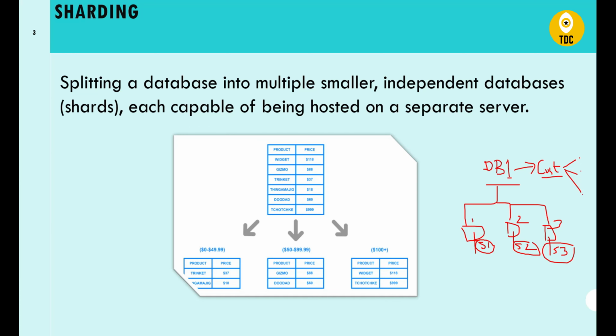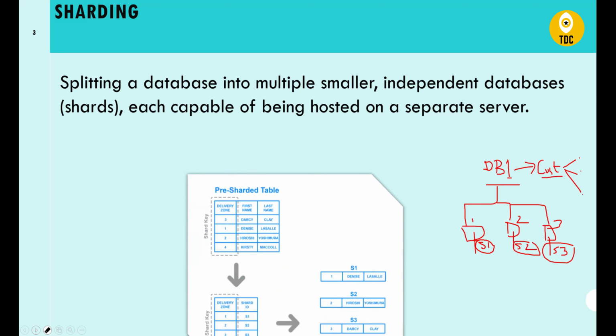And if you see here, there might be range-based sharding also. Suppose 0 to 49.99 is one range of data. If there is any product within that range, it will go into shard 1. If it is 50 to 99.99, it will go to shard 2. If it is more than $100, it goes to shard 3. So you can create range-based sharding also, right?